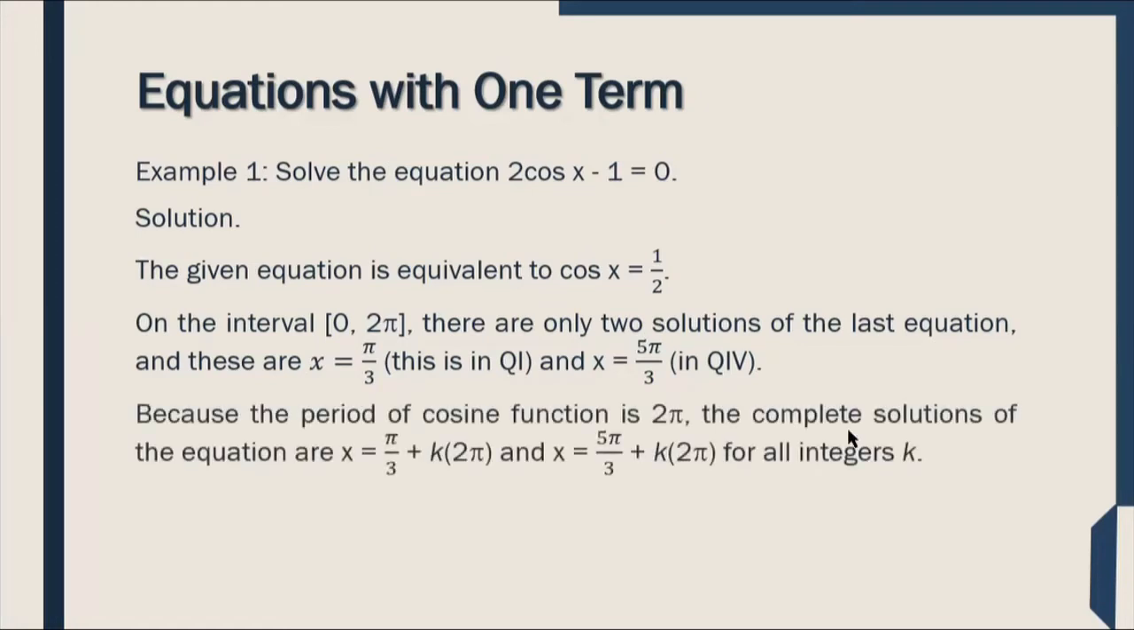Because the period of cosine function is 2 pi, so if we're going to complete the solutions of the equation, we have x equals pi over 3 plus k multiplied by 2 pi. Yan yung isa sa first quadrant. At sa fourth quadrant naman, the value of x is equal to 5 pi over 3 plus k times 2 pi for all integers k. Okay? So, yan ang ating complete solution for the 2 cosine x minus 1 equals 0.